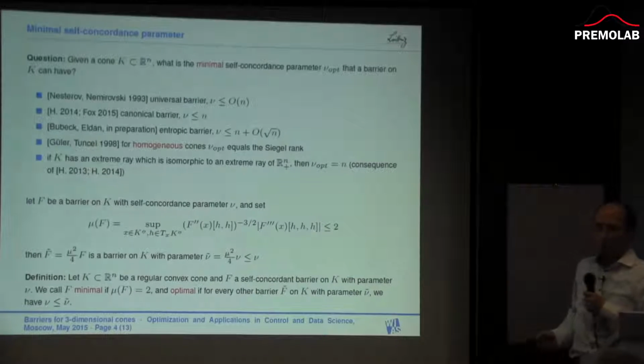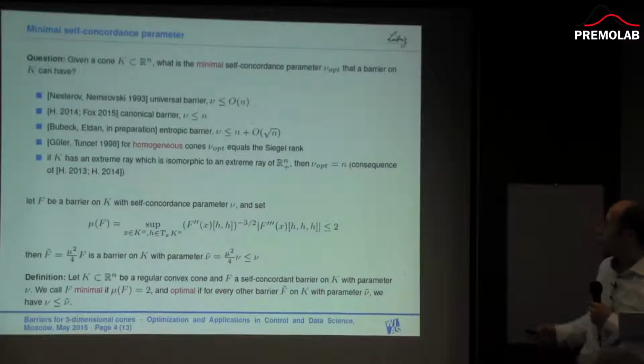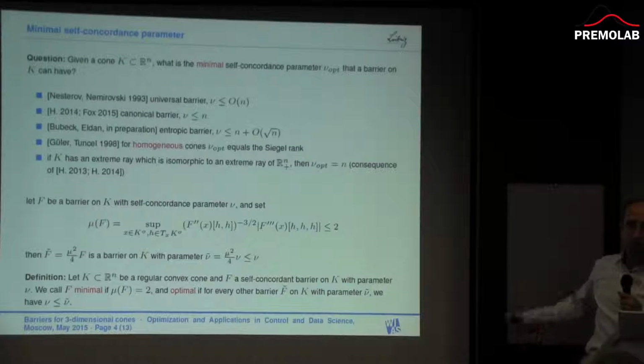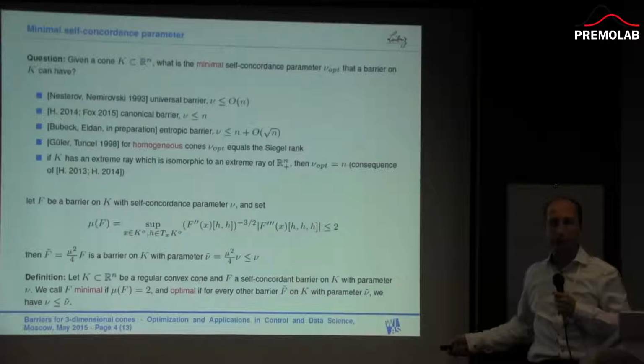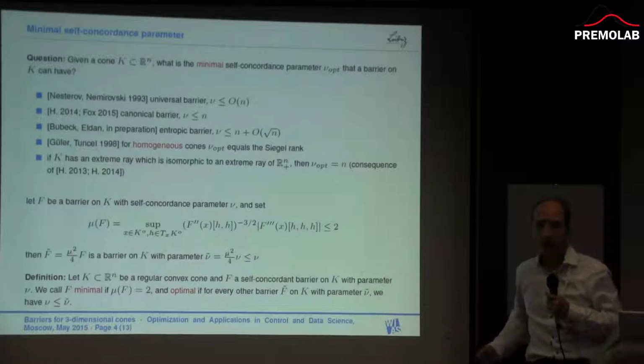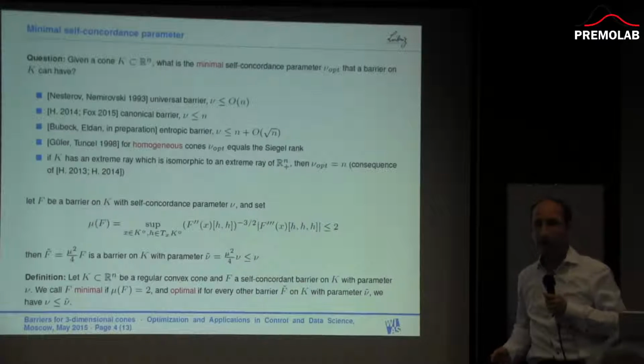And we will call such barriers minimal. So for a given barrier, we multiply it by a constant as small as possible to achieve equality, and that will be the corresponding minimal barrier. But it does not need to be optimal, because we may have another one which is not proportional, which has a lower concordance parameter.